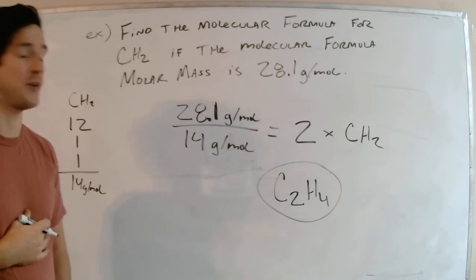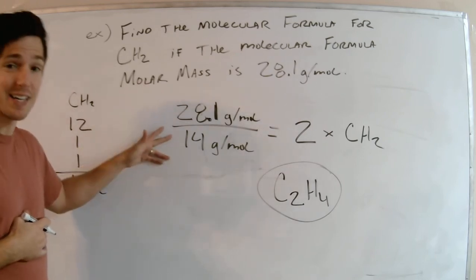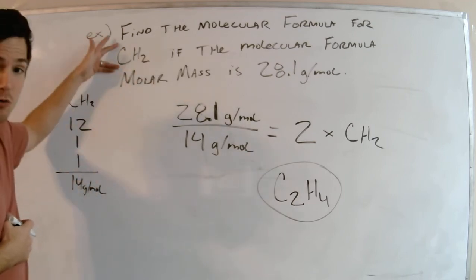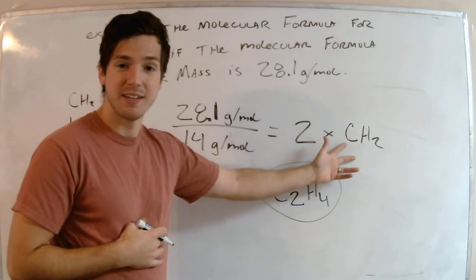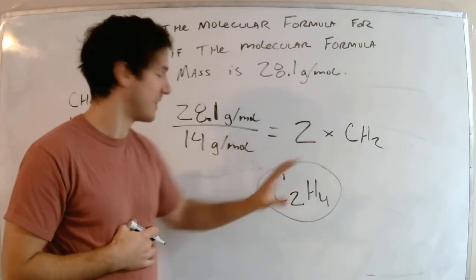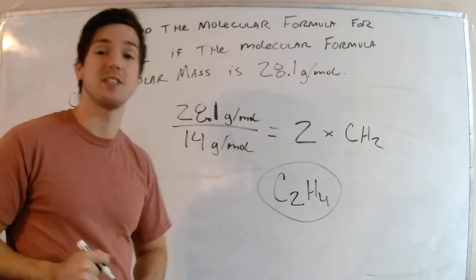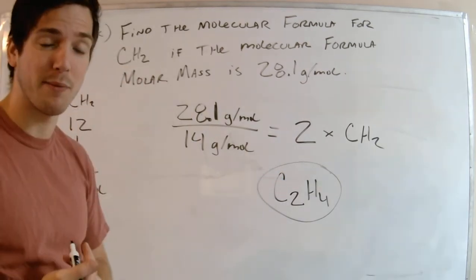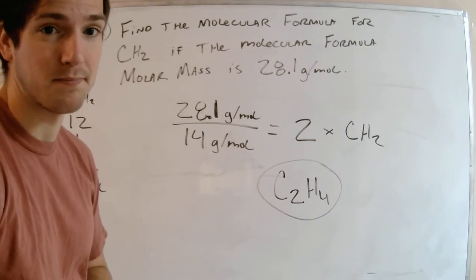Alright, so all you're doing is taking the molar mass they give you, dividing it by the molar mass of the empirical formula, and it will give you a whole number by which you multiply the empirical formula. And that gives you your molecular formula. Let's go ahead and do an example where we have to find the empirical formula, and then after all that, we have to find the molecular formula as well.